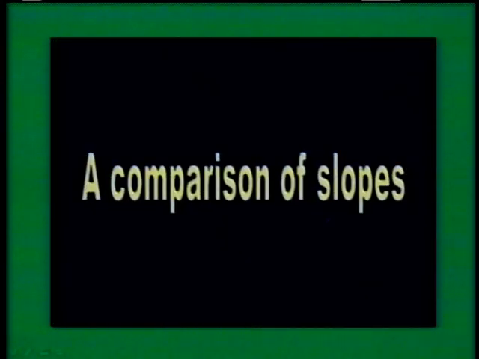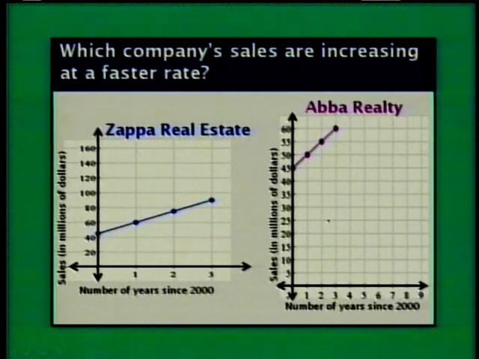For my last example, I want to look at a comparison of slopes. I've got a couple of advertisements here, and I'm being asked which company's sales are increasing at a faster rate. I see Zappa Real Estate and I see ABBA Realty. When I look at these two graphs, it definitely looks like ABBA Realty shows a line with a steeper slope. So let's see if ABBA's sales are increasing at a faster rate than Zappa's sales.